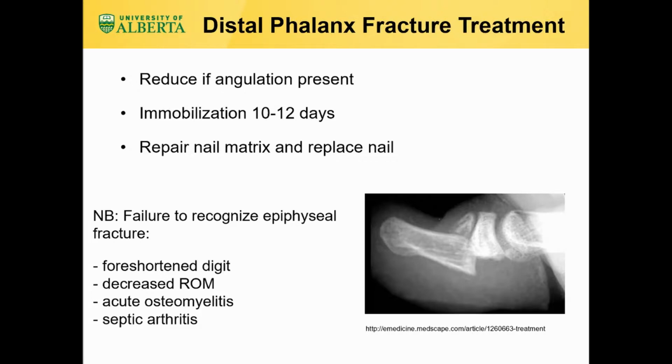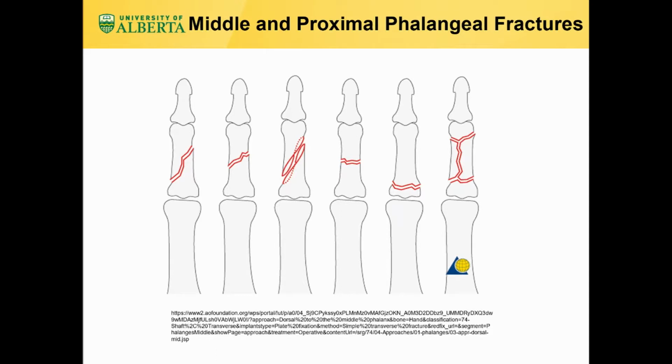There is usually an accompanying transverse laceration of the nail matrix, meaning the injury needs to be irrigated and requires debridement. Then the fracture should be reduced, the nail matrix repaired, and the nail replaced. Failure to recognize this fracture can result in a foreshortened digit with decreased range of motion, acute osteomyelitis, and/or septic arthritis. The middle and proximal phalanges can undergo extra-articular or articular fractures.